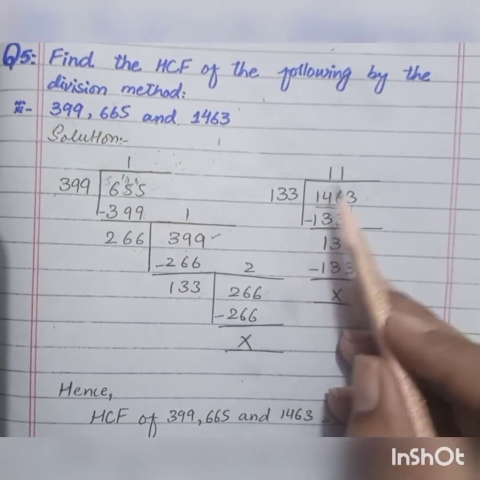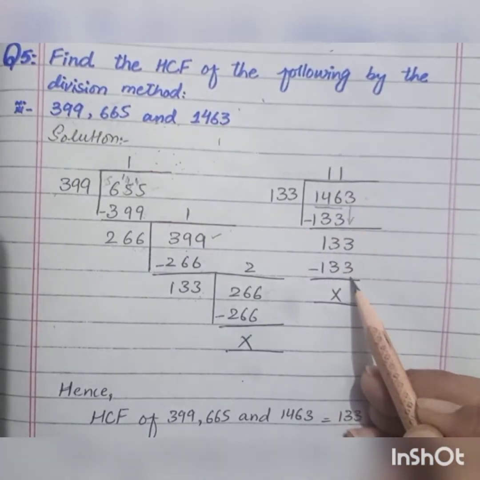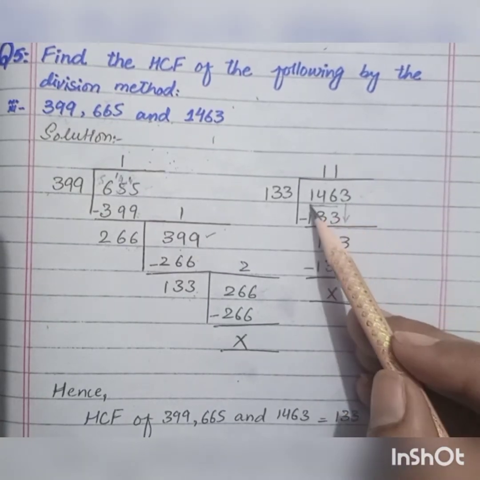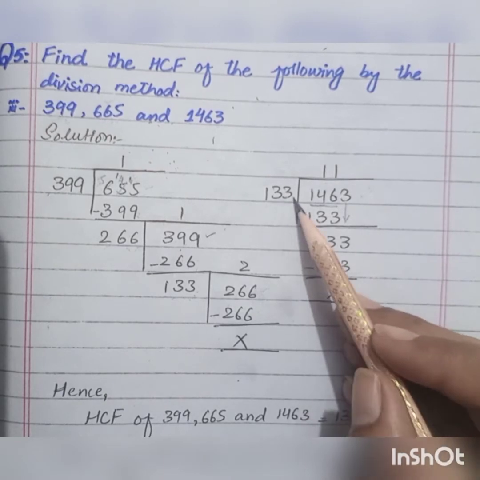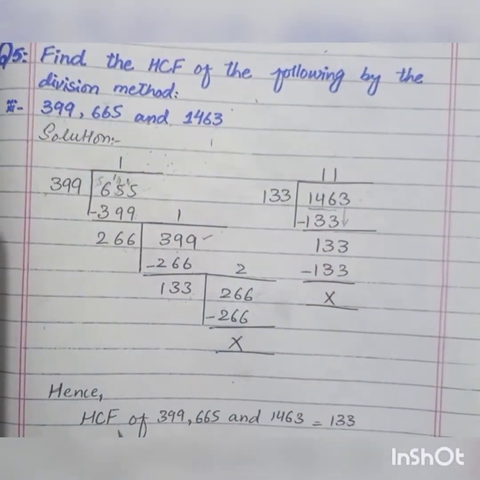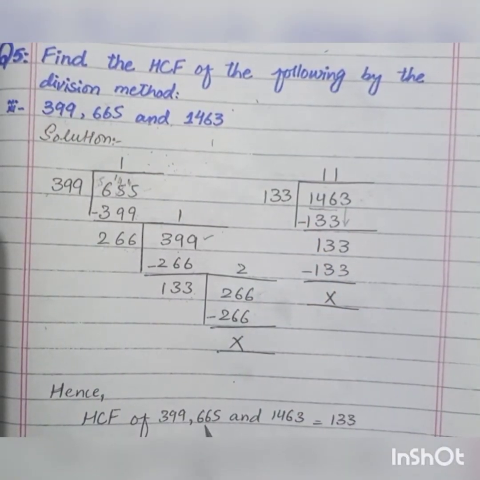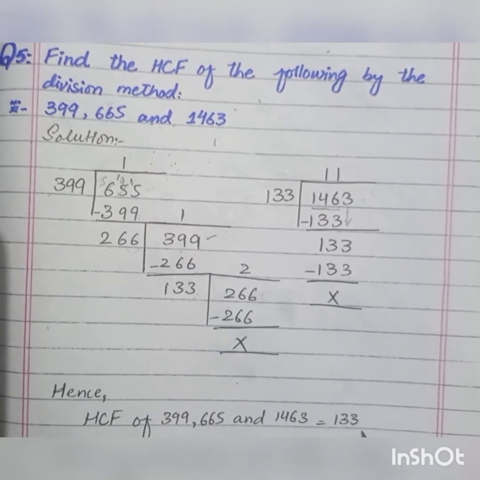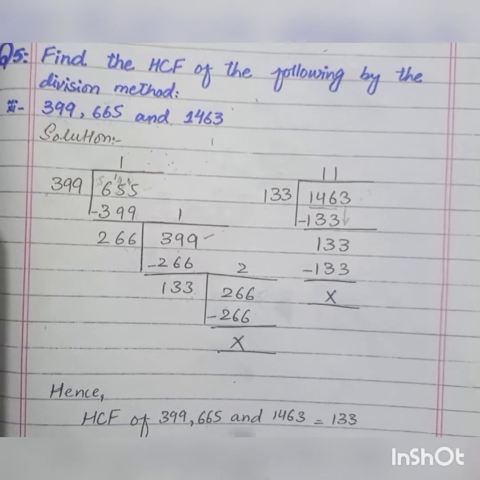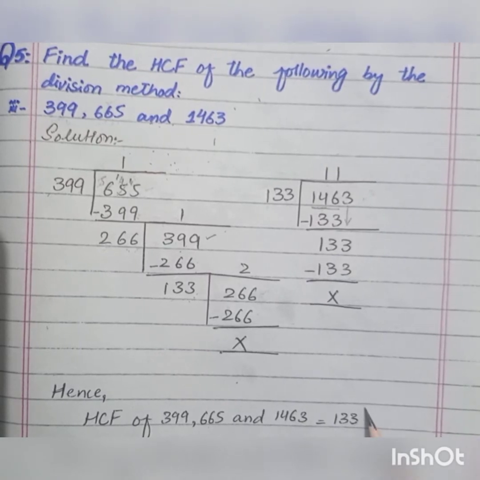Now 133 multiplied by 1 is equal to 133. This shows that 1463 is totally divisible by 133. So the HCF of 399, 665 and 1463 is equal to 133, as these three numbers can be divided by 133.